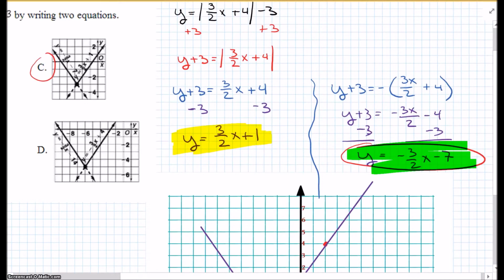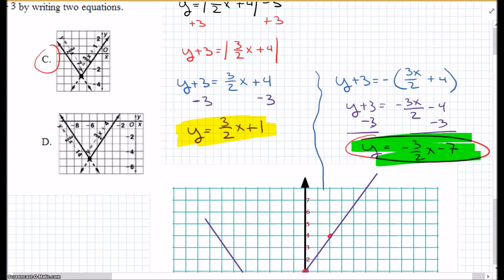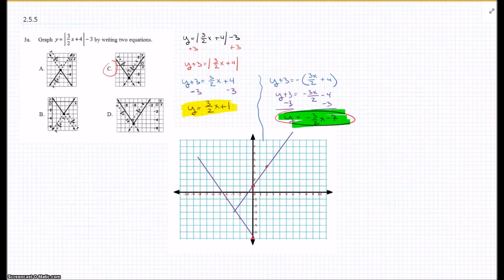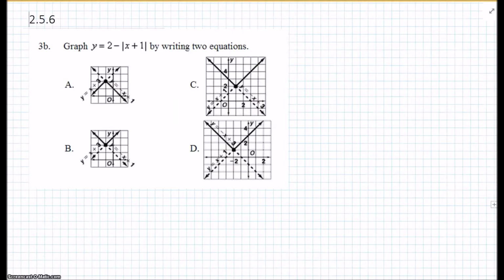Alright, looks like the answer will be C. Most definitely C. So that's the other way to do it. You write a positive solution set and a negative solution set and draw the two lines. Okay, you can see there's the advantages of both.